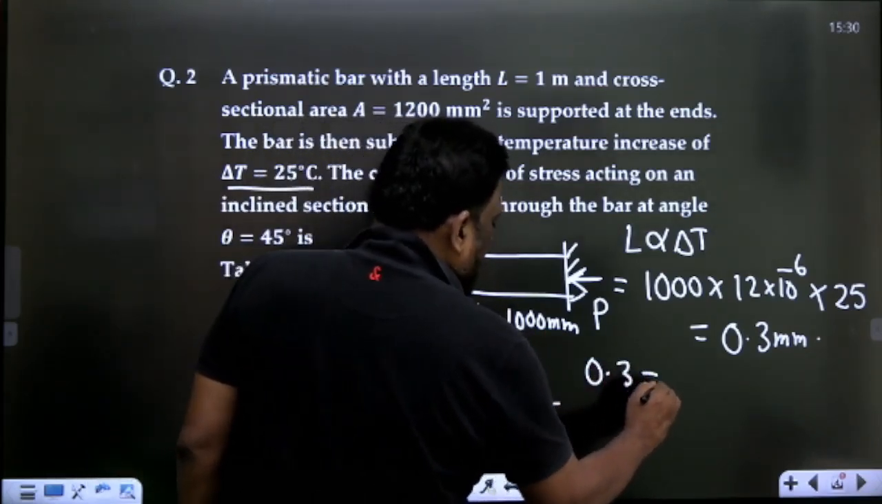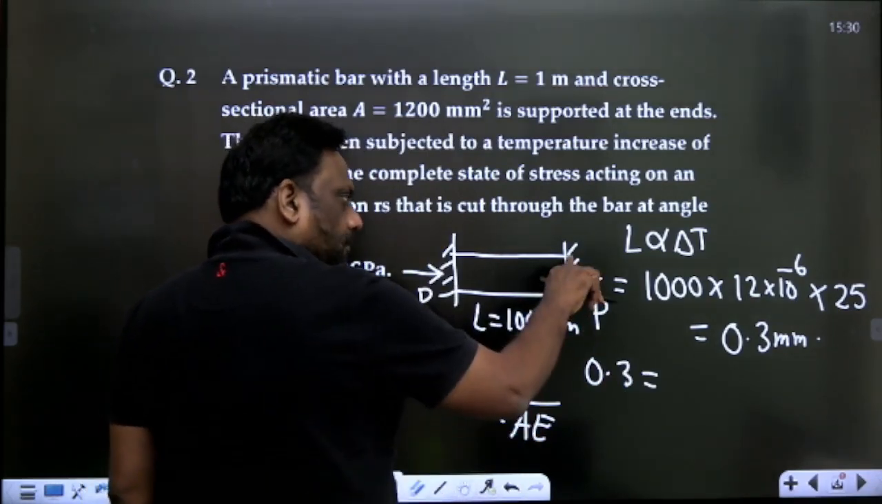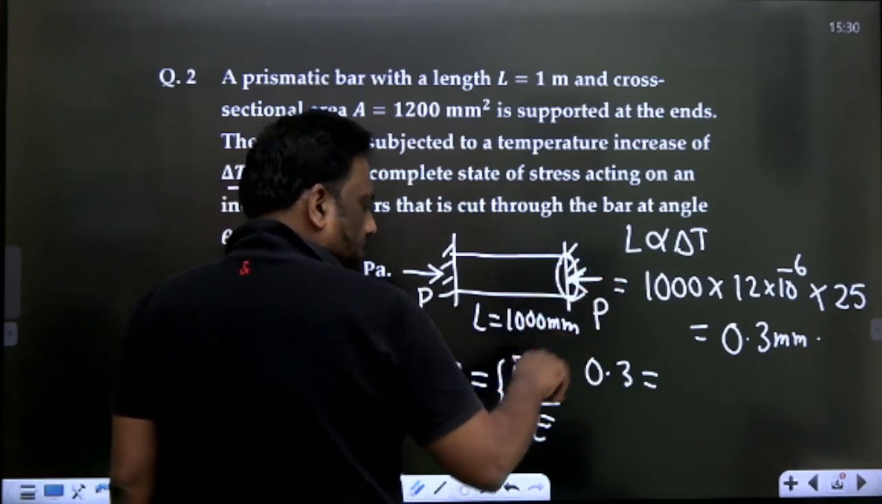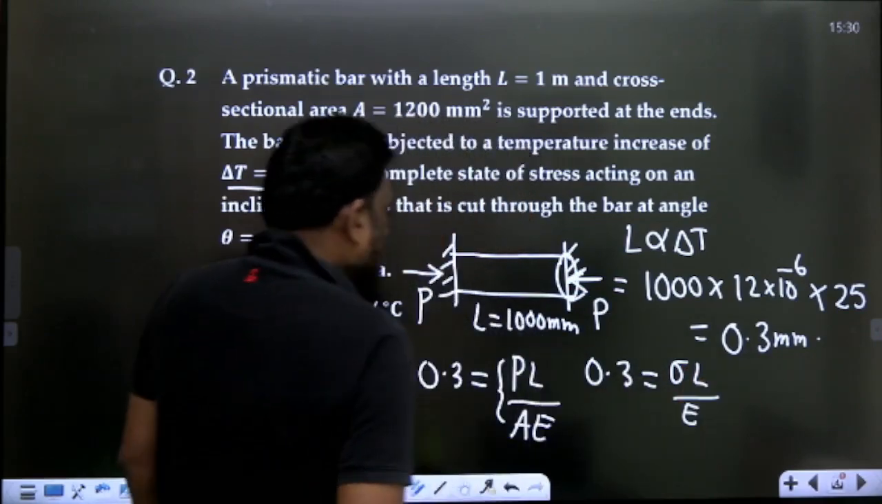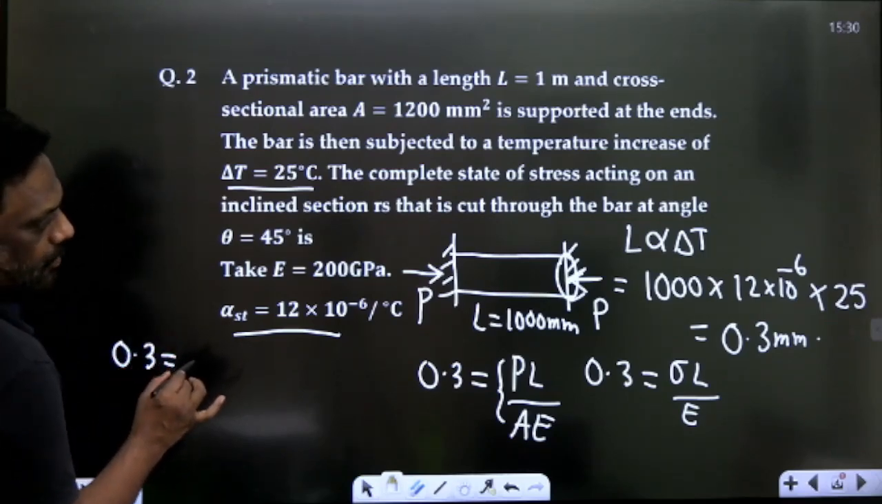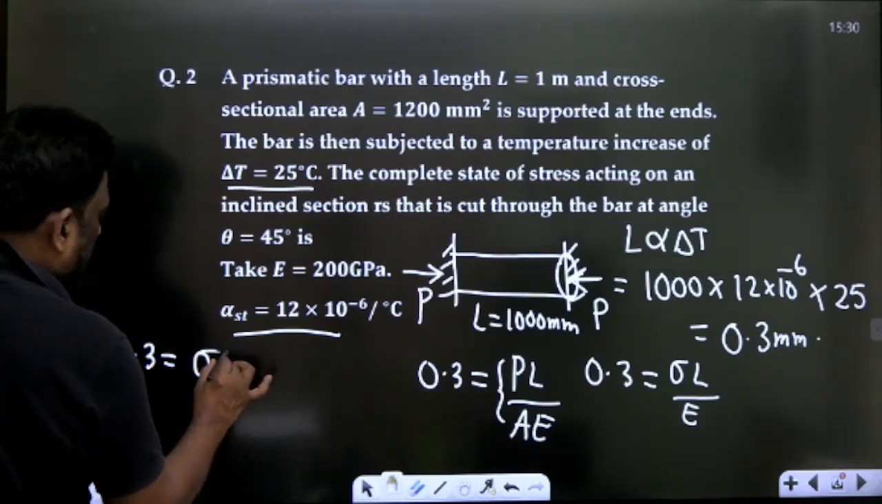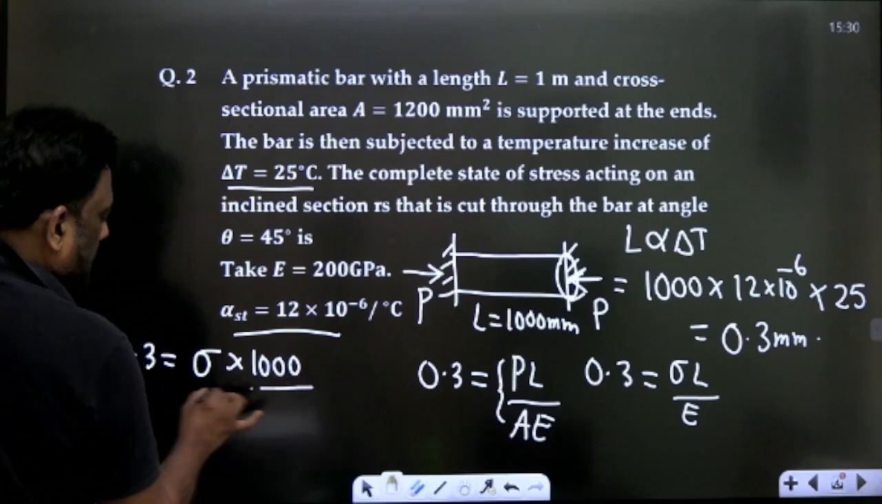P by A I will write as sigma, since on this area the force is acting. So P by A is sigma into L by E. Therefore, 0.3 will be equal to sigma into L by E. What is sigma? I don't know. And the length? The length is 1000 mm.